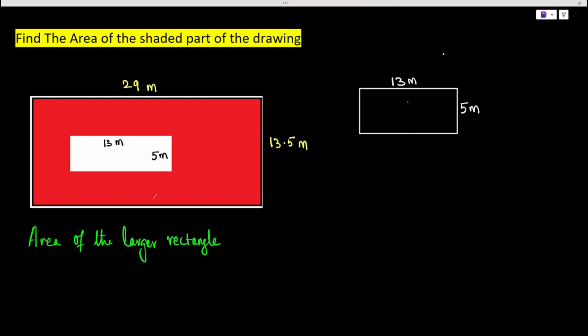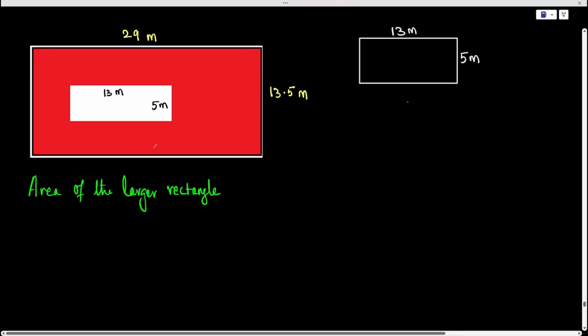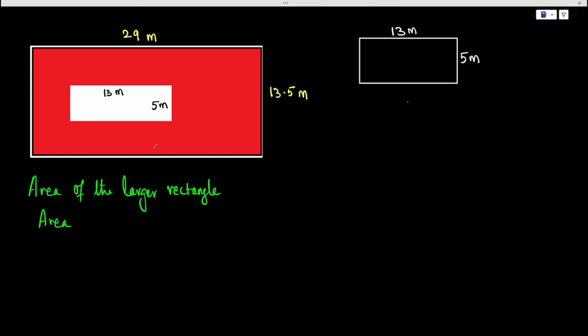So the area of the larger rectangle is what we're going to identify first. We know that the area of a rectangle can be written as base times height. The base length for our rectangle is 29 meters, and our height is 13.5 meters. So now we can multiply these two numbers together.